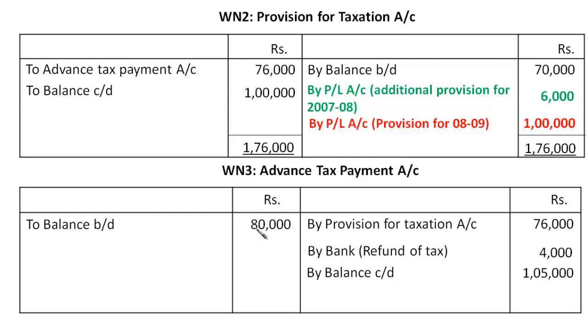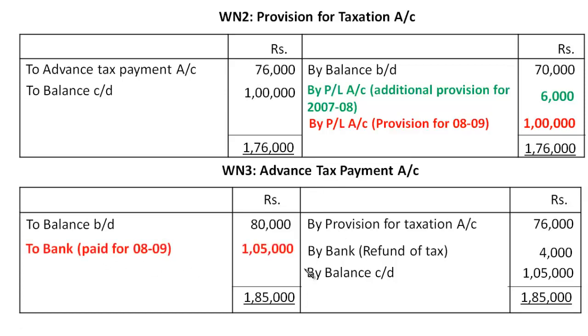So the opening balance was 80. This 80 was consumed in this way: 76 towards provision and 4 towards a refund, but still you have a closing balance of 1,05,000. So what we'll do is we'll take the total on the higher side, which is 1,85,000. So this indicates that in the current year again advance tax of 1,05,000 has been paid. So to bank, the advance tax payment is 1,05,000. So this is more important.